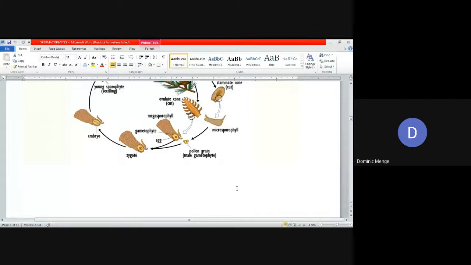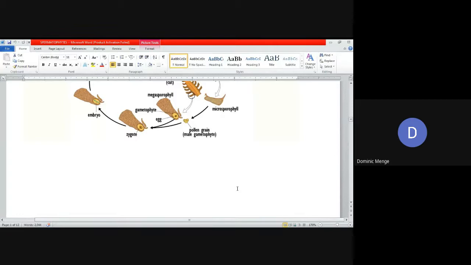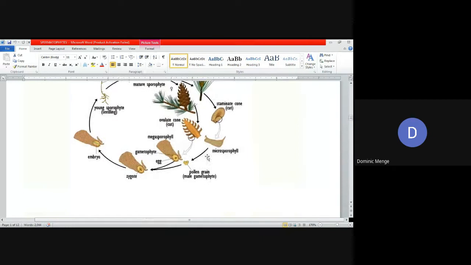So the diploid zygote develops into an embryo. And the embryo, together with a small food, is then released as a small winged seed. So when you are walking around, next time when we are meeting, please bring these small winged seeds that are displayed here. There is a small winged seed that has an embryo there.